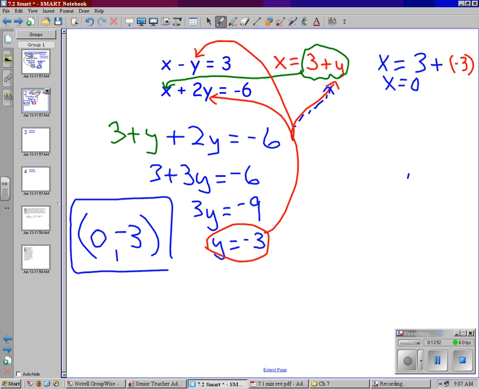Well, let's check to make sure that works. 0 minus a negative 3. What does that equal? Positive 3. 0 plus 2 times a negative 3. Well, what's 2 times a negative 3? Negative 6. It works in both equations. Okay? You can check your answer and make sure your answers work. You'll know on all of your problems for the quiz, 7-1 and 7-2, whether you have the right answers or not, because you can check your answers. You'll all know you got 100% when you turn in your quiz. Isn't that a nice idea?